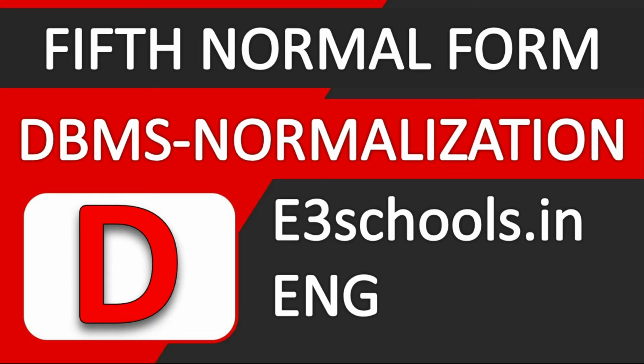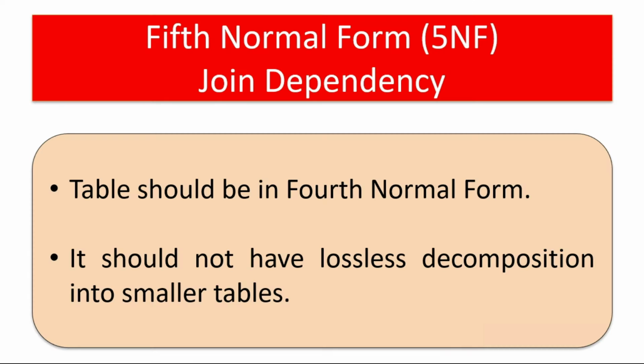Specifically, the normalization topic we are discussing. This video is going to be on fifth normal form. For a table, what are the conditions to be satisfied to say that it follows fifth normal form? This is going to be discussed in this video. So, fifth normal form, join dependency. What are the rules to be followed by the table?